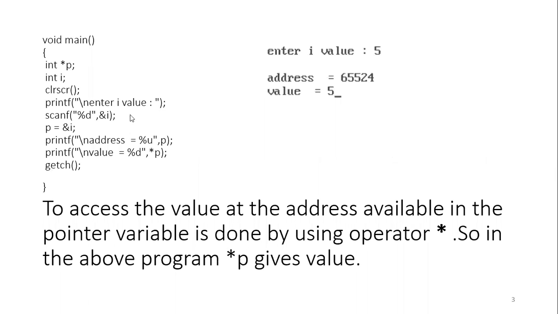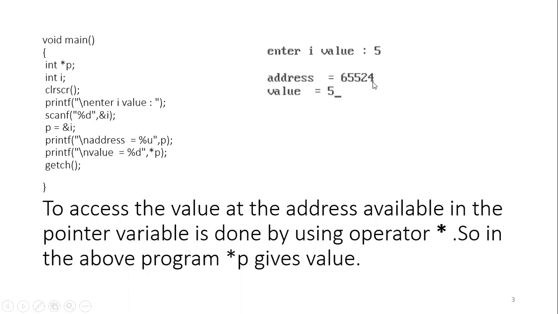Now we shall see an example. In this example program, I have declared p as a pointer to integer and I as an integer variable. Here I am entering the value of I. Say I have entered the value of I as 5. p is containing the address of I. Now I am printing the address. Since addresses are unsigned integers, I use the type specifier %u. So here I am printing the address of I.